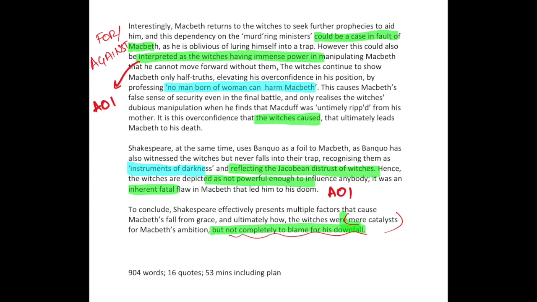Shakespeare at the same time uses Banquo as a foil to Macbeth, as Banquo has also witnessed the witches but never falls into their trap, recognizing them as instruments of darkness and reflecting the Jacobean distrust of witches. Hence, the witches are depicted as not powerful enough to influence anybody. It was an inherent fatal flaw in Macbeth that led him to his doom. To conclude, Shakespeare effectively presents multiple factors that caused Macbeth's fall from grace, and ultimately how the witches were mere catalysts for Macbeth's ambition, but not completely to blame for his downfall.